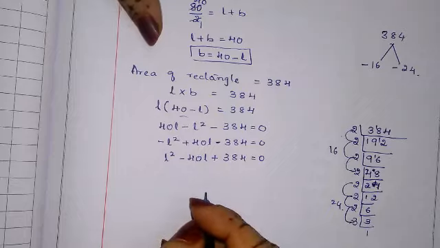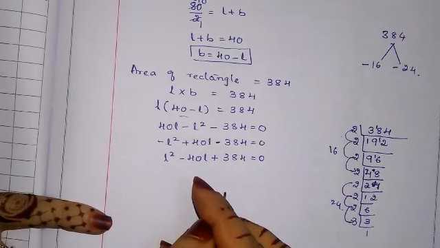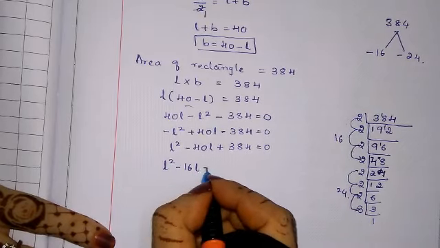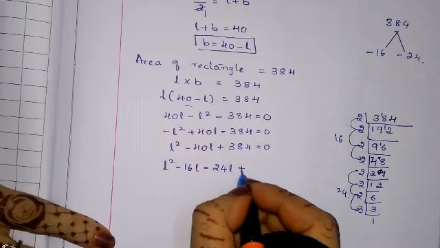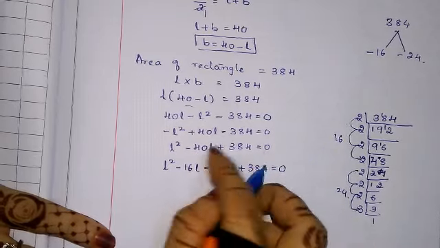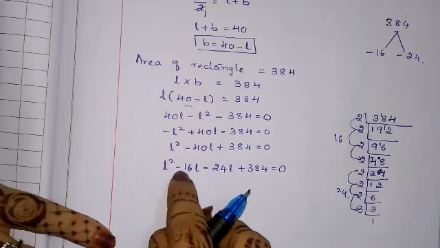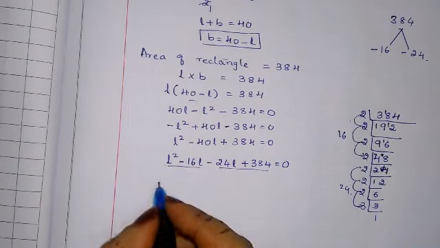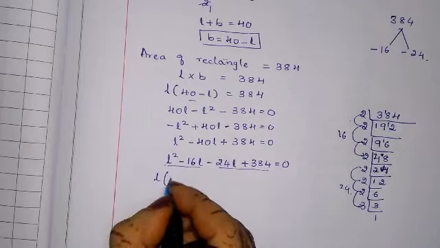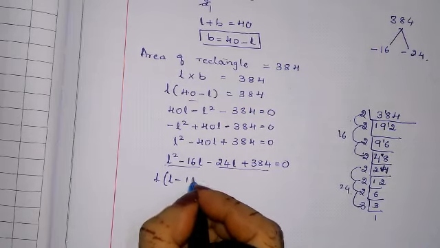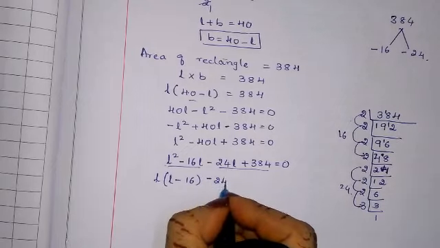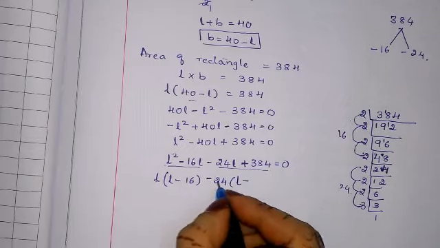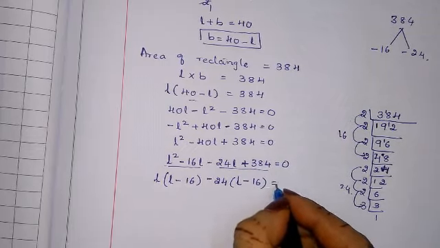Factorize, everyone knows very well about factorizing. So let us write now L square minus 16L minus 24L plus 384 equal to 0. In place of minus 40L, we have written minus 16L minus 24L. So what is common in this? L is common, I'll write L outside. 1 L left. Minus L common, we have taken 16. Minus 24 common. Minus common I have taken, so plus becomes minus 24. 16 into 24 is 384, equal to 0.